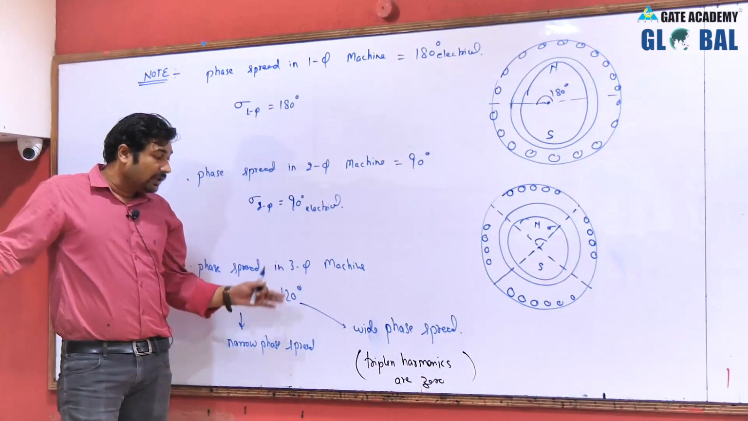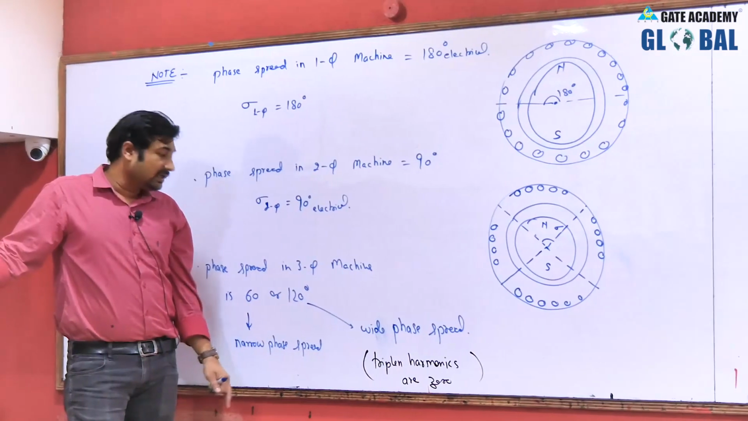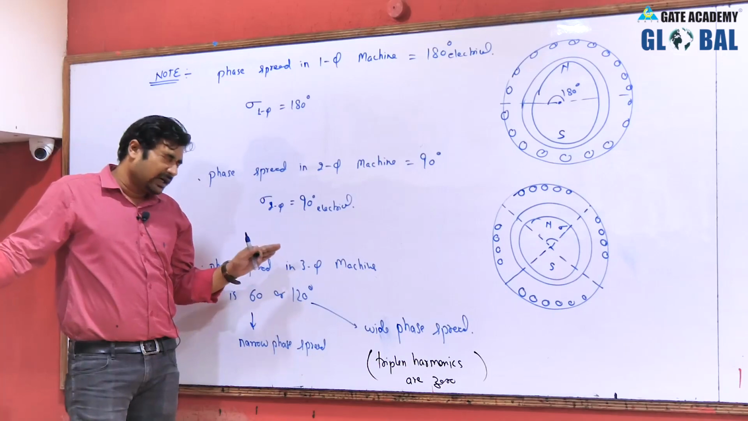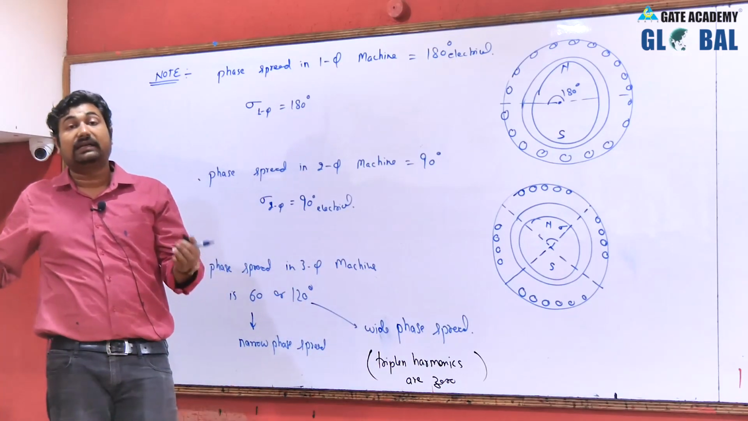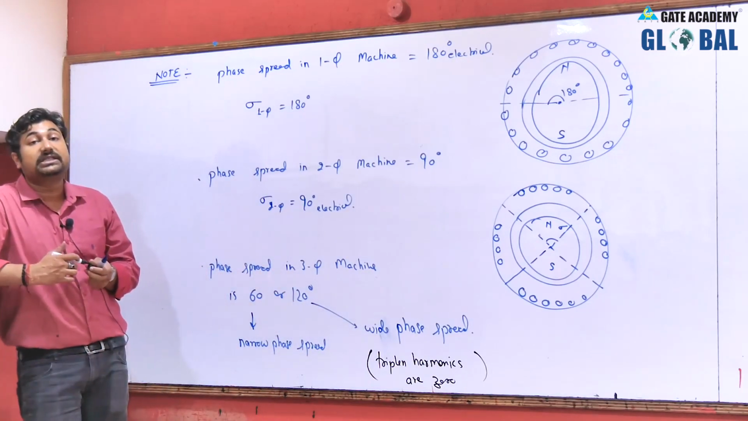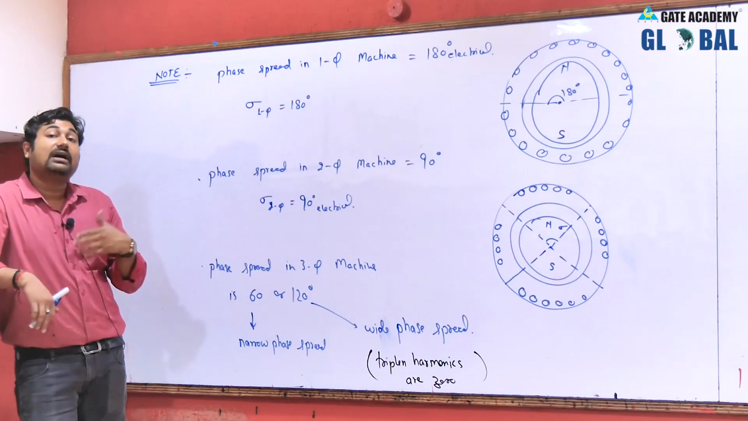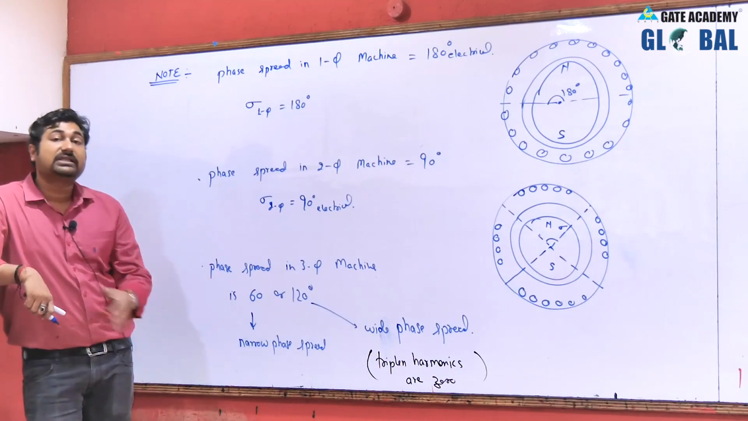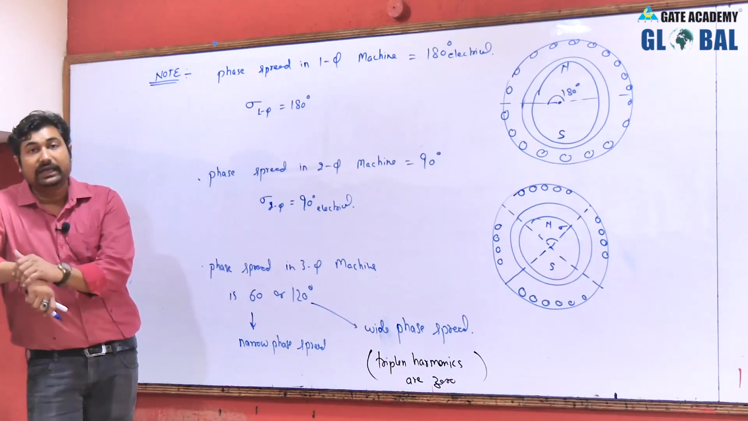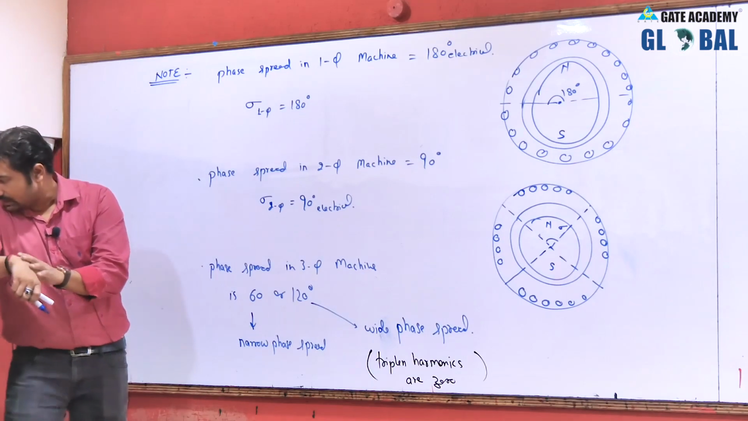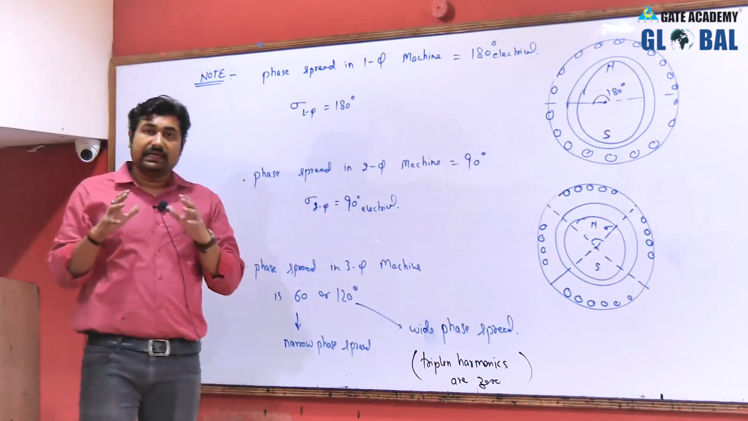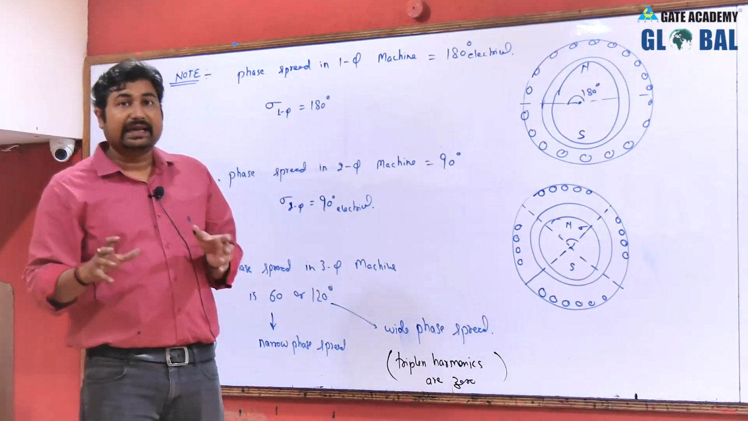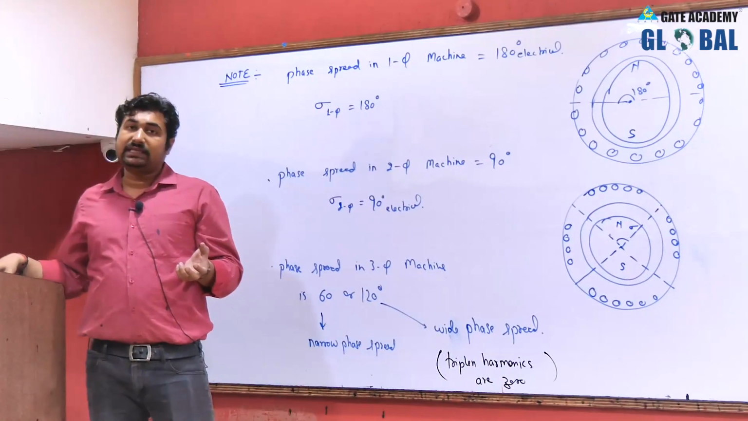With a double layer winding, only 120 degree phase spread is possible. If it is mentioned in the numerical that it is a double layer winding, then it means the phase spread is equal to 120 degree. In case the winding is not mentioned as double layer or single layer, then for a three phase, it may be 60 degree or 120 degree. Is it okay? Now, a single layer winding can only give 60 degree phase spread. However, a double layer winding can give 120 degree phase spread.